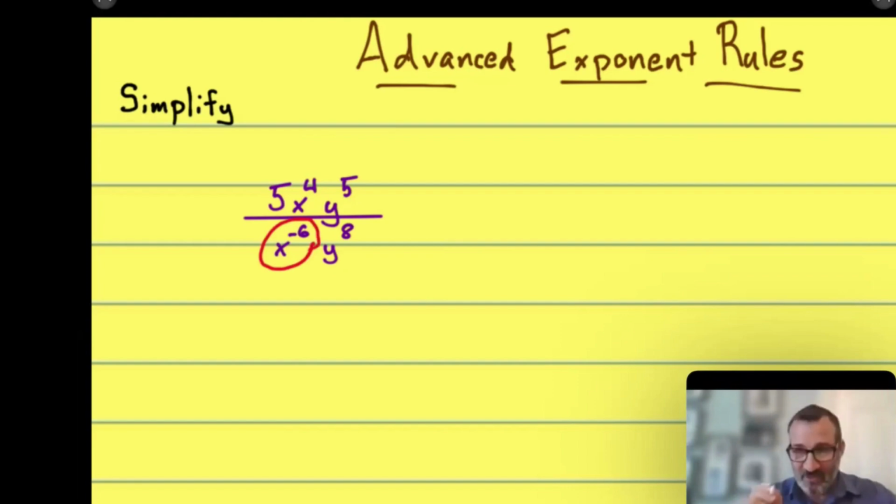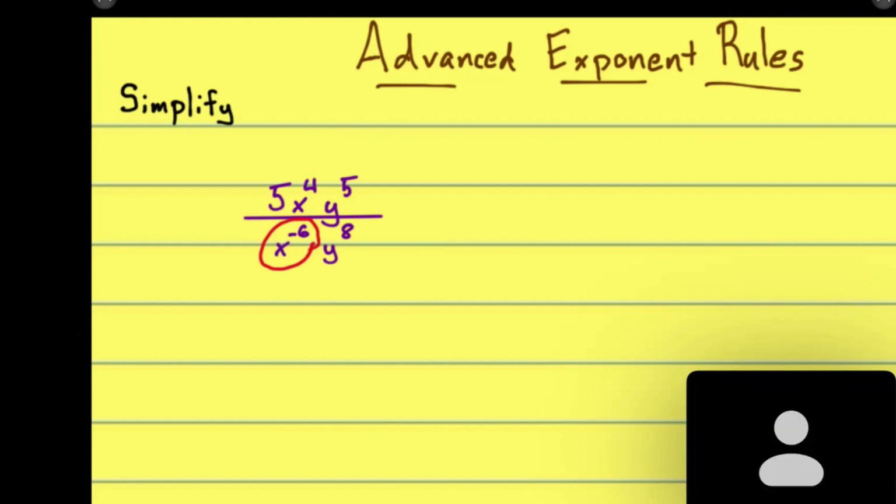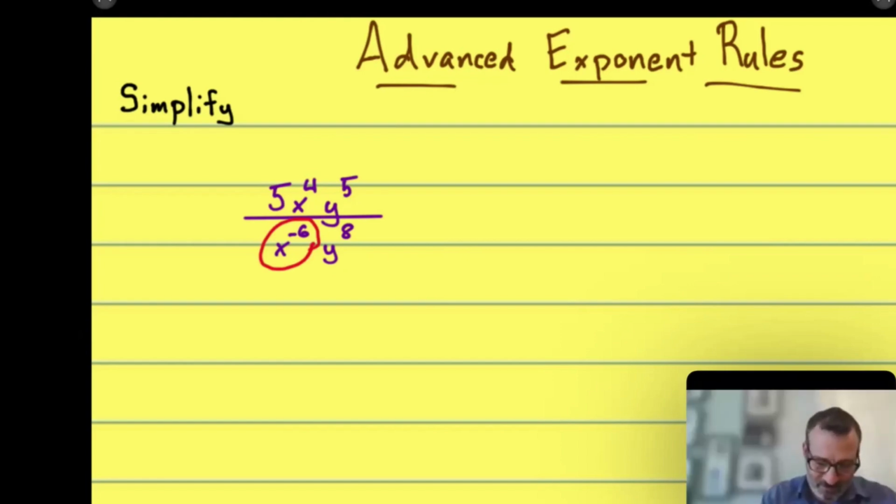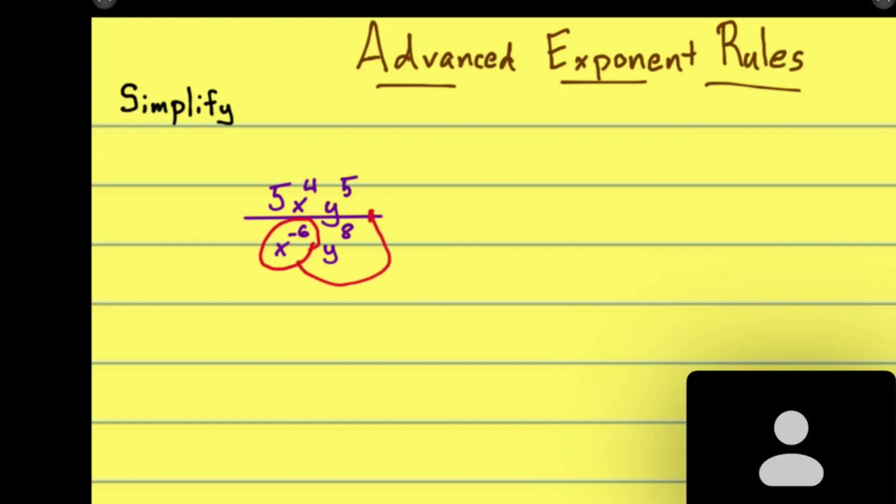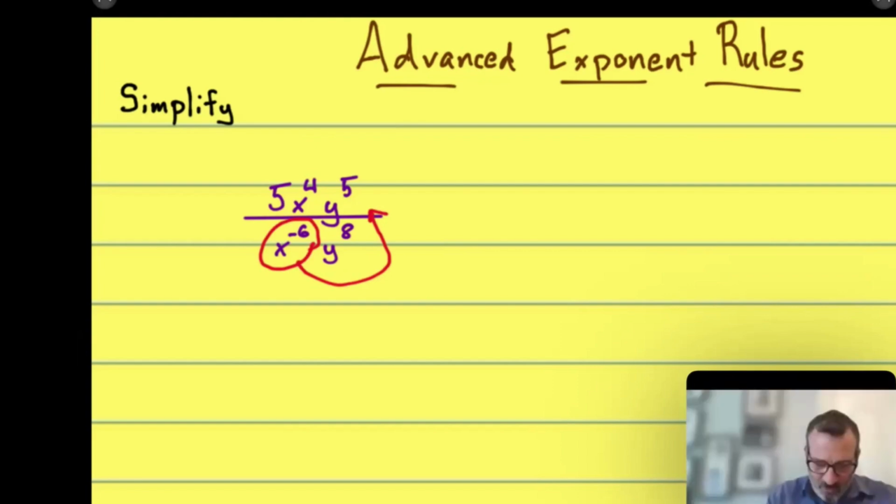Okay, does your math teacher like negative exponents? No, he does not. Okay, and how do you get rid of a negative exponent? By moving it. If it's on the bottom, you move it up. If it's on the top, you move it to the bottom. Exactly. So we're going to move this x to the negative 6 to the numerator, and we're going to call it x to the positive 6. Everything else stays the same. That's all we're doing right now.